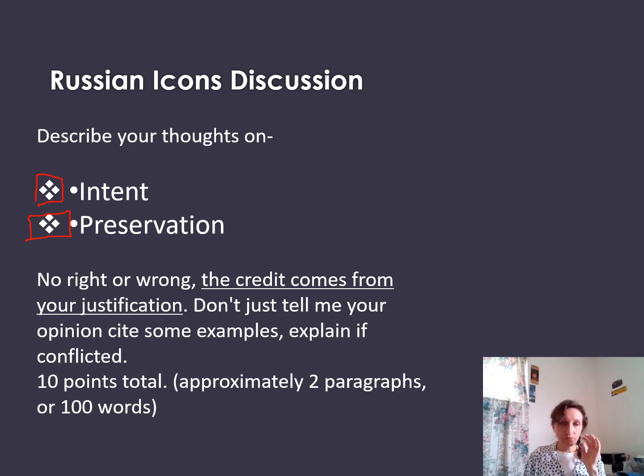So since there is no right or wrong, the credit is going to come from your justification. So don't just tell me your opinion on it. Don't just be like, yep, I'm with preservation. Don't do that. You have to cite some examples. You have to explain a little bit. Give me roughly 2 paragraphs or 100-ish words for full credit. You can't just say intention is best and then think that you're going to get full credit. Some of you did that for one of the other discussions, and it was not enough.